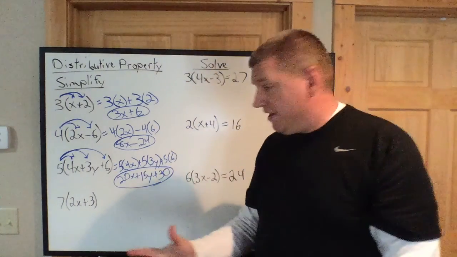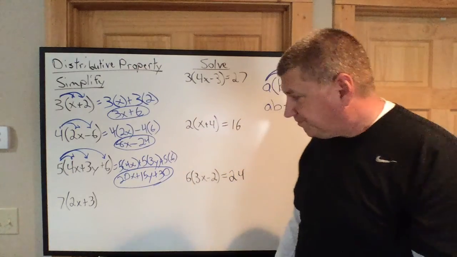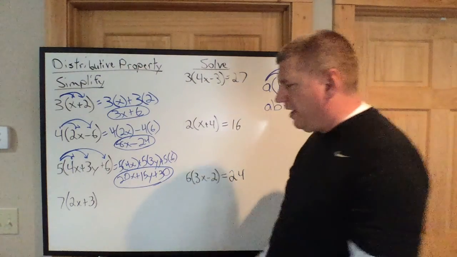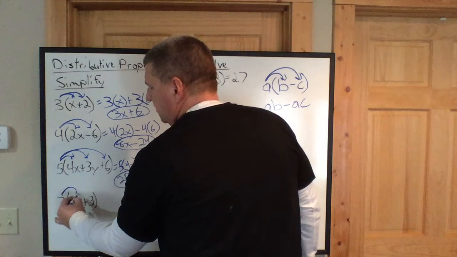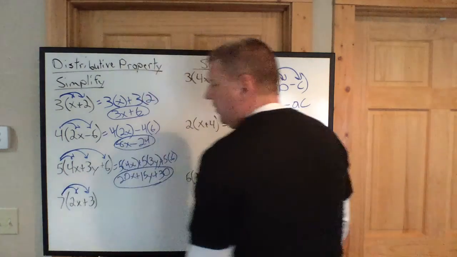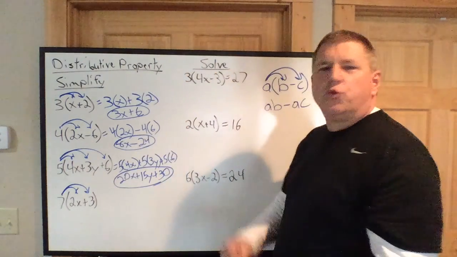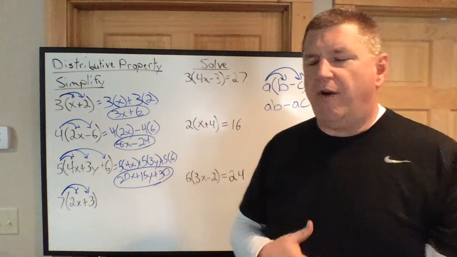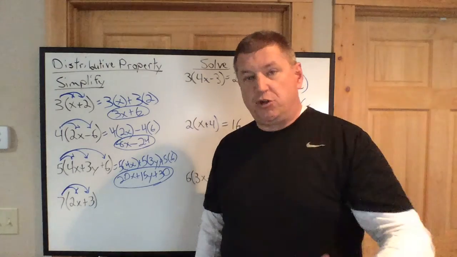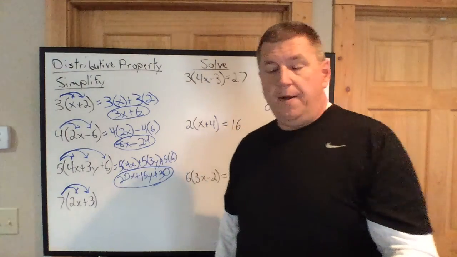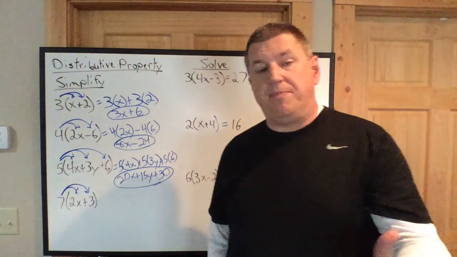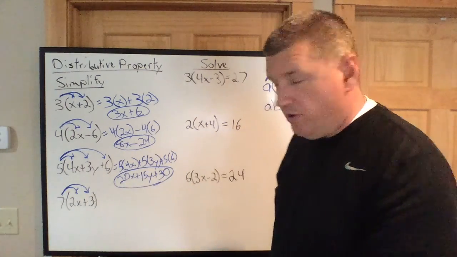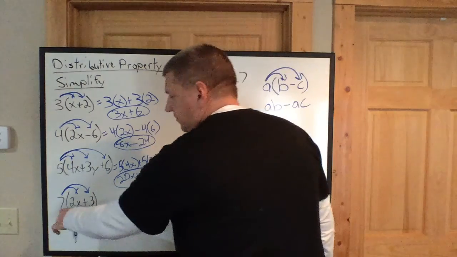And in our last example on the simplify side, 7 times the quantity of 2x plus 3. Again, distributing the 7 to every term within the parentheses. Call it your rainbows, call it your arches, call it your arrows, whatever you want to call it, to make sure that you do those. Putting the arrows in there may help you keep things organized in order for you to be able to complete what you need to do.